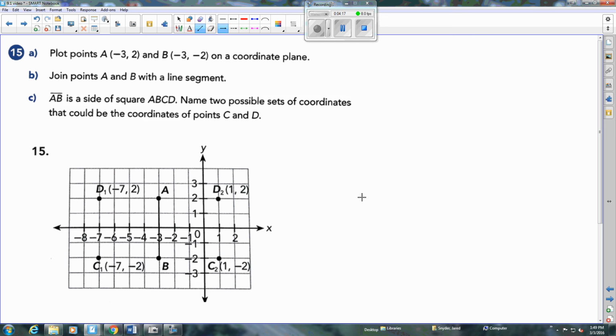Plot the points. If you did it correctly, it's going to look like this. Join A and B with a line segment. And then AB is the side of a square ABCD. Name the two possible sets of coordinates. So you could have a square going like this, or you could have it on the other side like this. I'm going to erase those parts right when I'm done, but either way works.